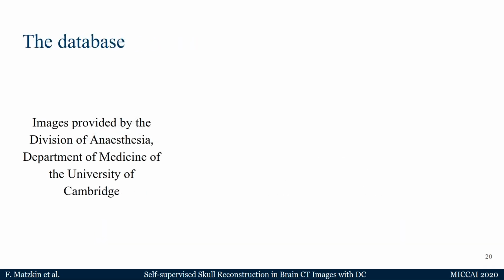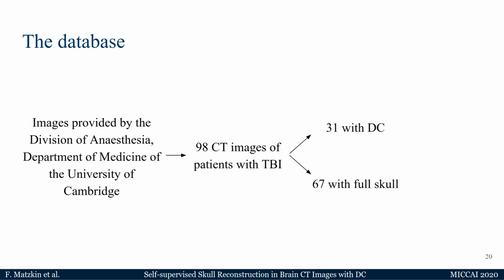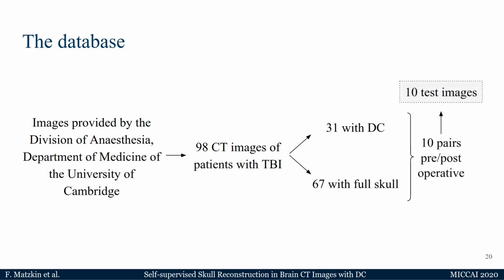The images used for this work were provided by the University of Cambridge. They consist of 98 head CT images of 27 patients with TBI, including 31 images with decompressive craniectomies and 67 cases with full skull. All of the 10 pairs of pre- and post-operative available images were used for testing, using their difference after registration as ground truth.